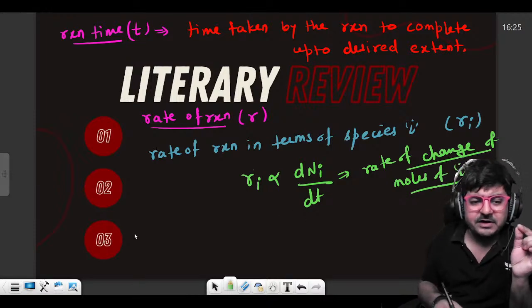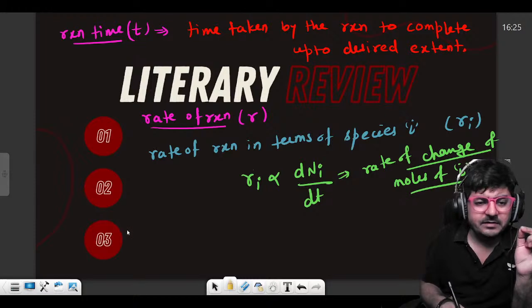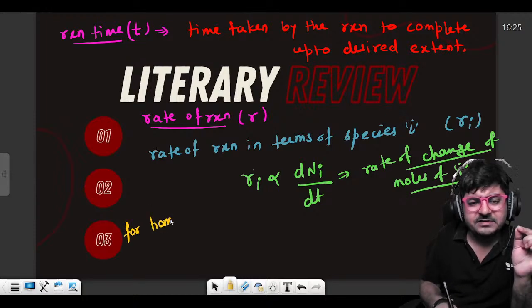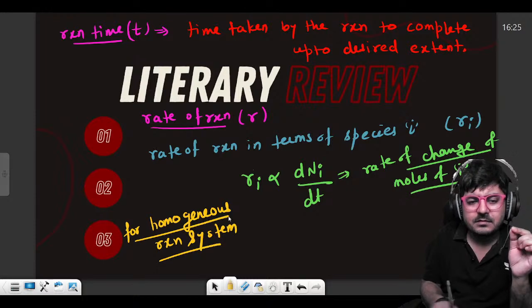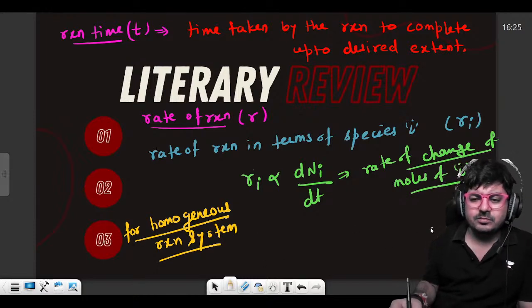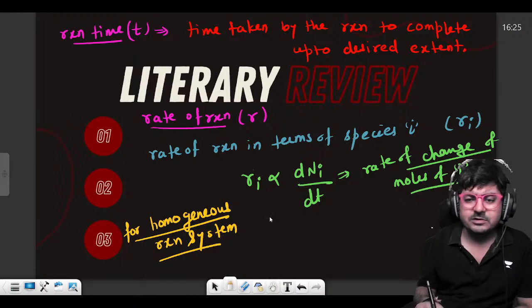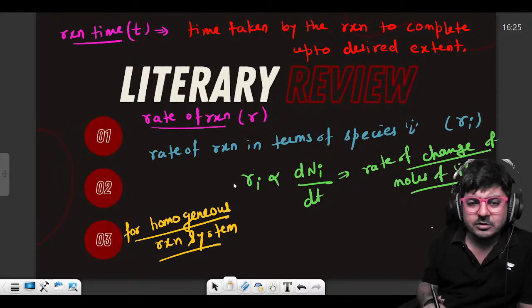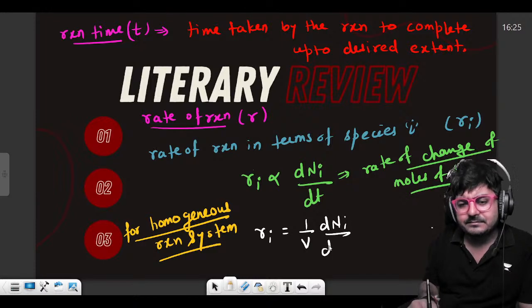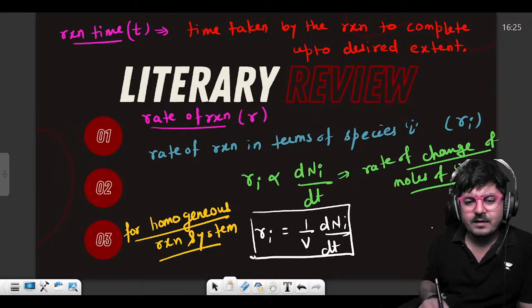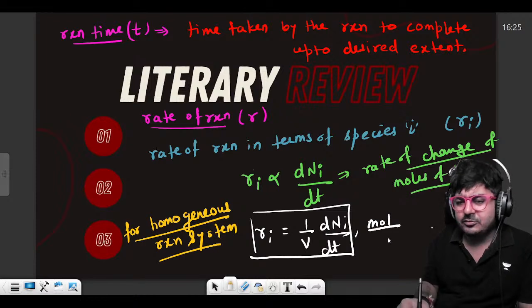Okay, and this rate of reaction for homogeneous reactions, you know that for homogeneous reaction system. What is homogeneous reaction system? You guys know that. ठीक है. अगर किसी को डाउट है तो please mention in the comment box in the live chat. I will explain to you. The rate of reaction for homogeneous reaction system can be defined as 1 upon V dNi over dt. And if you write the units, so you know SI units will be like mole per meter cube per second.